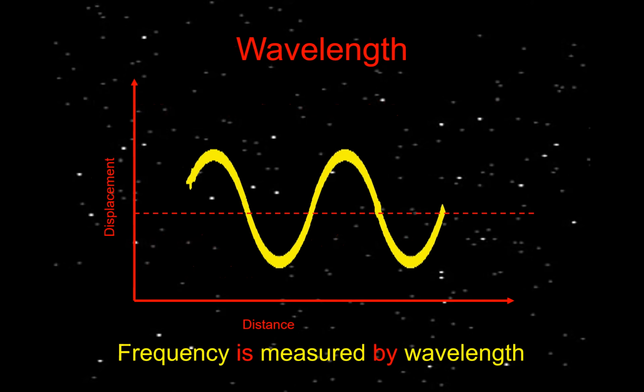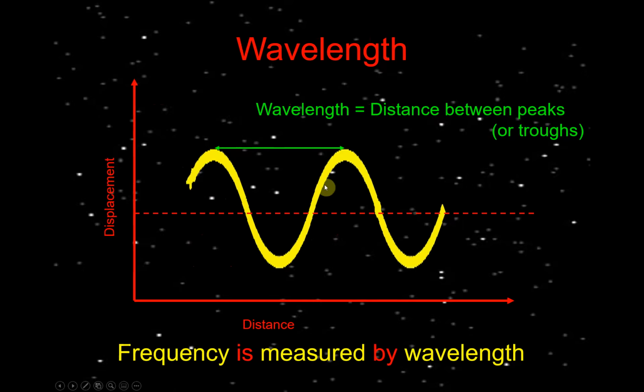So the frequency is related to the wavelength. The wavelength, if we look at our light wave here, is the distance from one peak to the next. And this will be in meters. For visible light, this is in the nanometers. That's 9 zeros, 10 to the negative 9 meters.